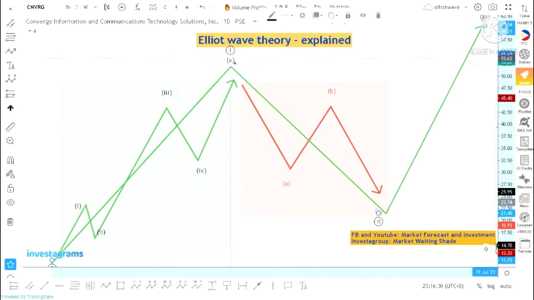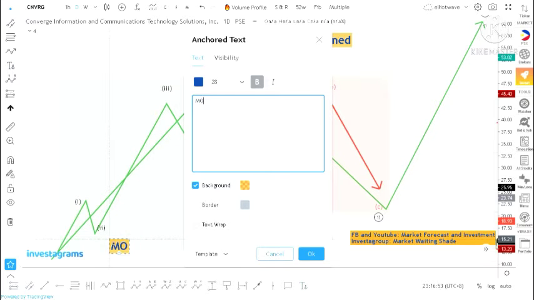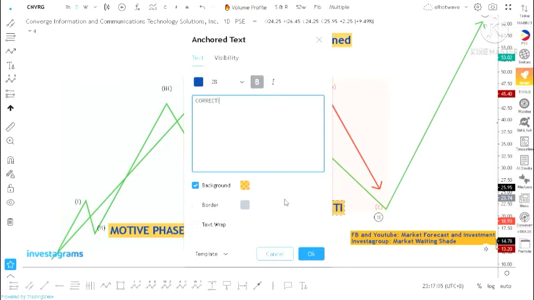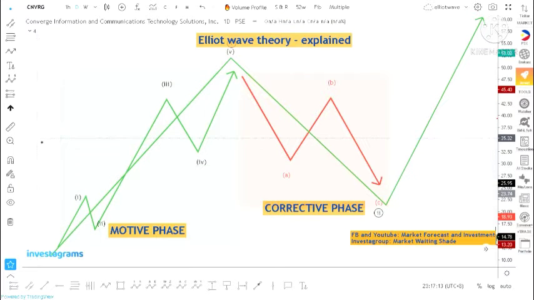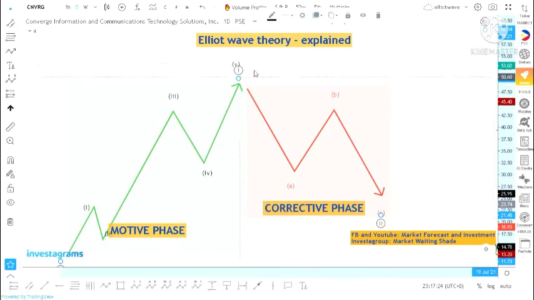So here, this is the very basic structure of a market. One wave is going up, and the other wave tends to correct this first wave. So this we now call the motive phase, and this area we call the corrective phase. So a motive phase is composed of, let me highlight this first for you for a clearer illustration.